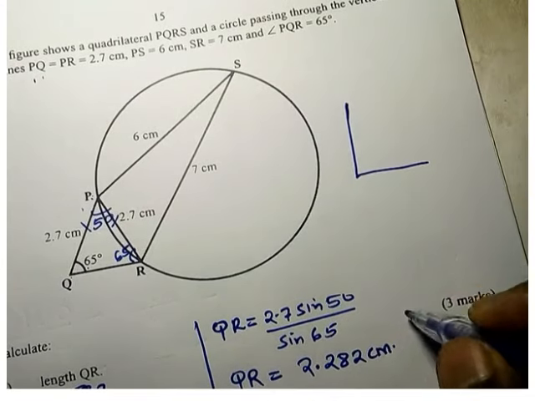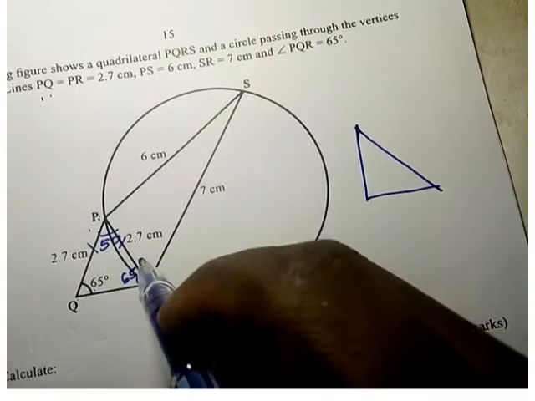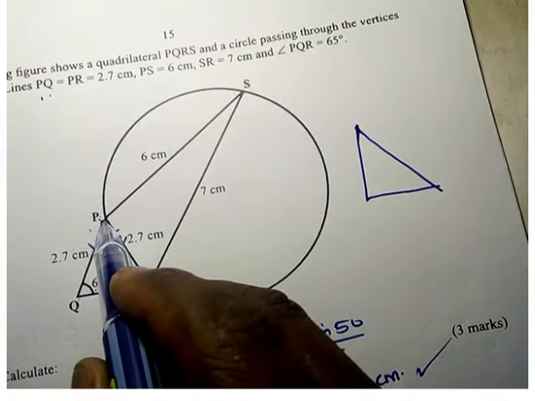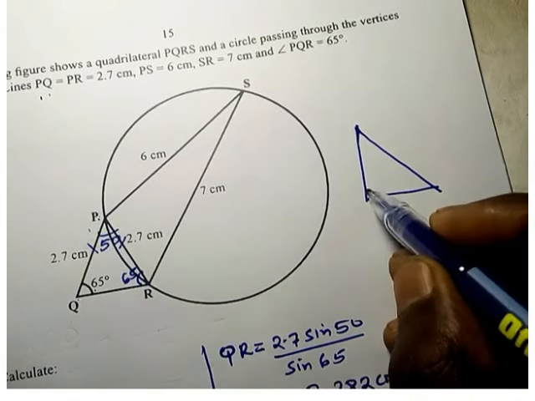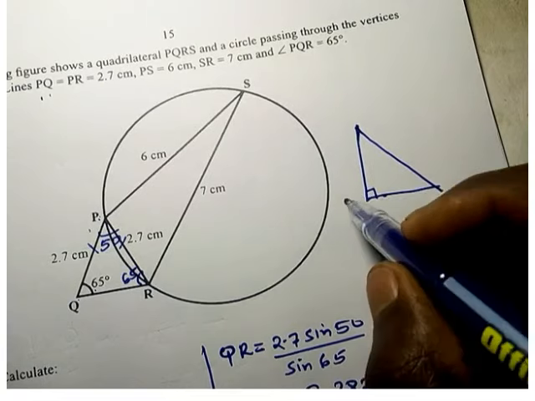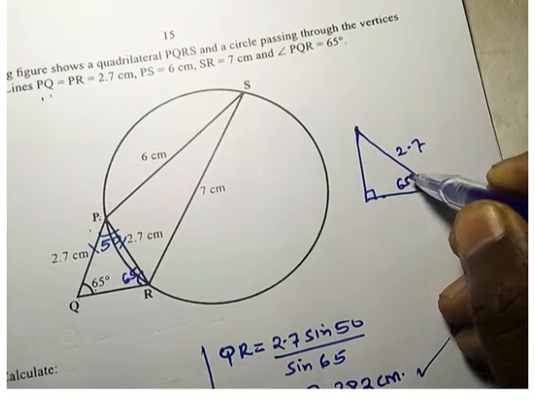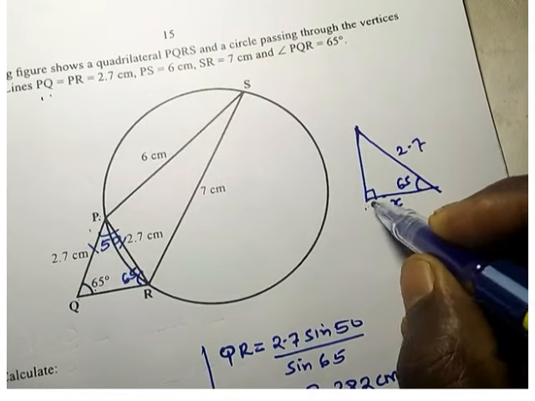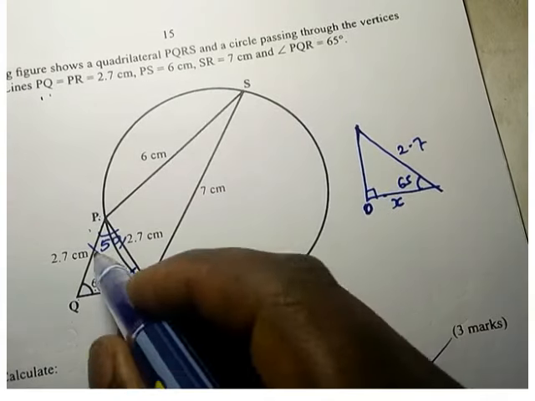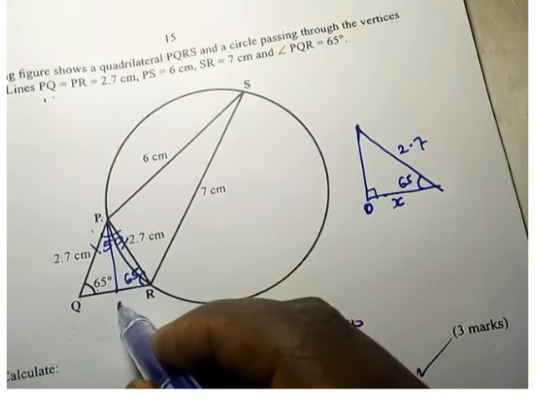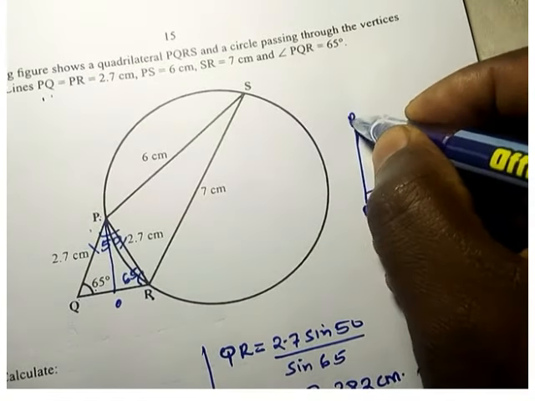So this is method one, method two, you can use the Pythagoras theorem where you will cut this triangle into two and you will have a right angle triangle like this. So from here up to here is 2.7, the angle here is 65. So we are looking for this side here, which if you cut it, you can give it this one as O. You cut it like this, you will have OR. So O, R, and then we have P.